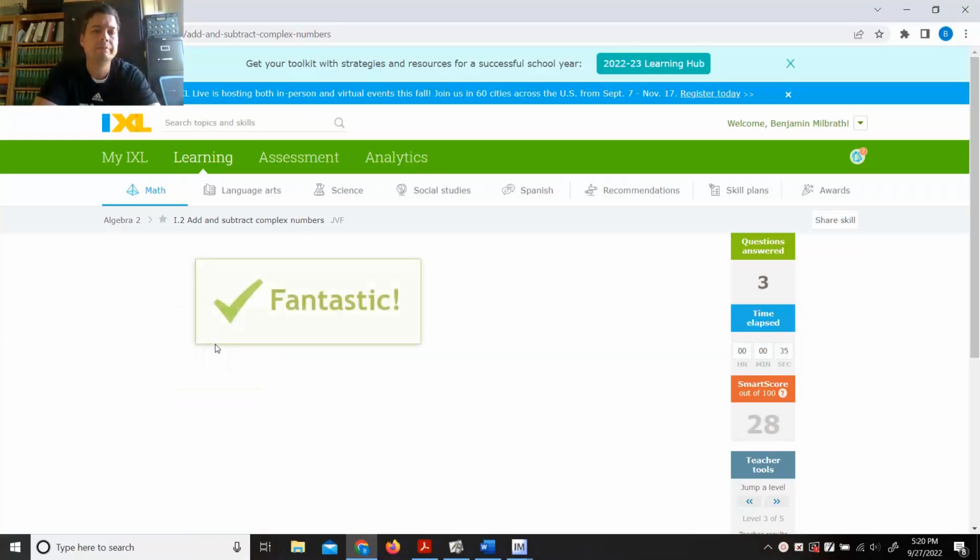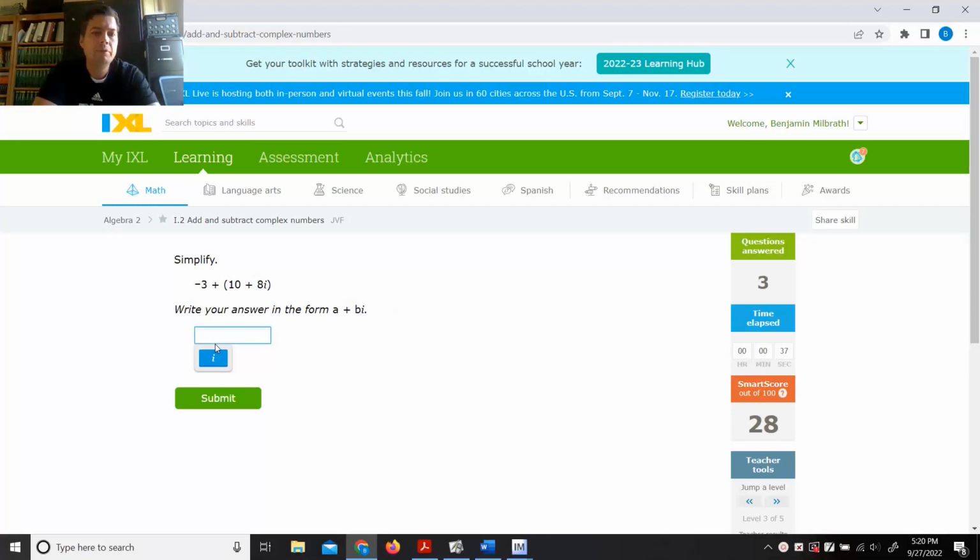Negative 2i minus 3i is negative 5i. And if you don't know what's going on in some of these, you can always use a calculator, just work with the numbers. Negative 3 plus 10 plus 8i. And look at this standard form, a plus bi. So a is the real, and then bi. Negative 3 and 10 makes 7. Then we're going to add 8i. 7 plus 8i. Pretty easy lesson.